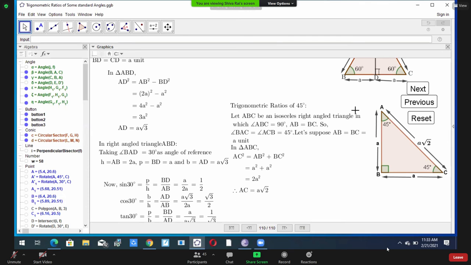Okay, AB is equal to A and BC is also A. So this is A square and this is also A square. So A square plus A square is twice A square, and AC is equal to A root 2.